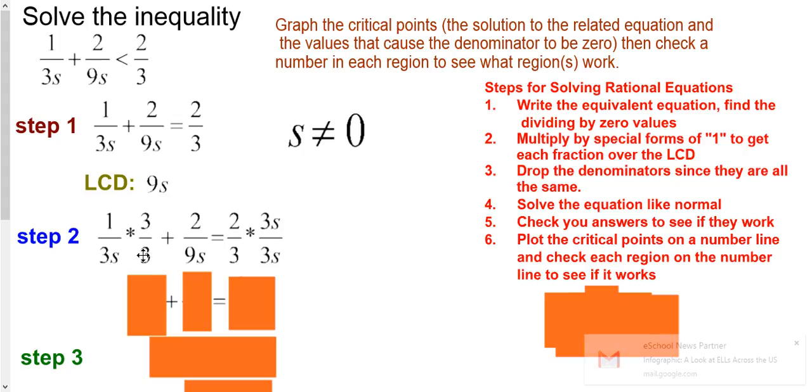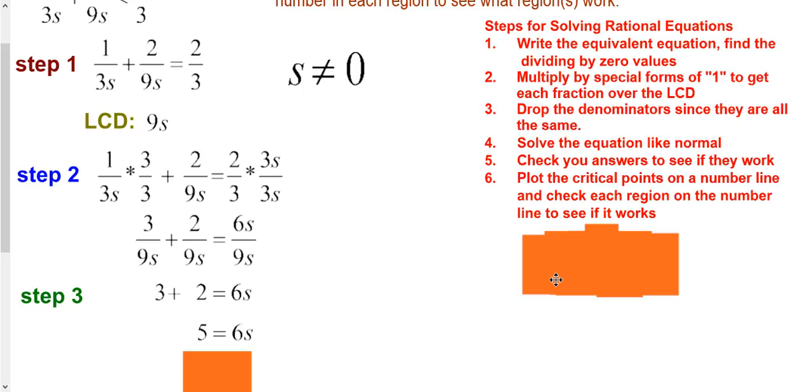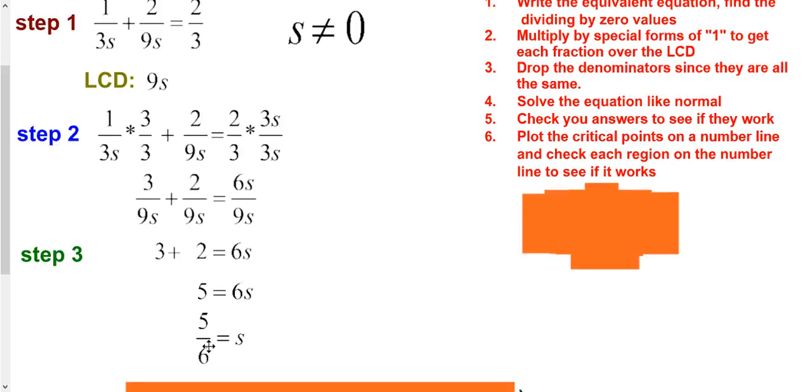So write this as one big fraction, multiply the top, multiply the bottom. One fraction here. Right-hand side, multiply the tops, multiply the bottoms. Once again, when all the bottoms are the same, you can drop them, work with just the tops. And we get a 5 equals 6s, so we get s to be 5 over 6. So that's our second critical point.